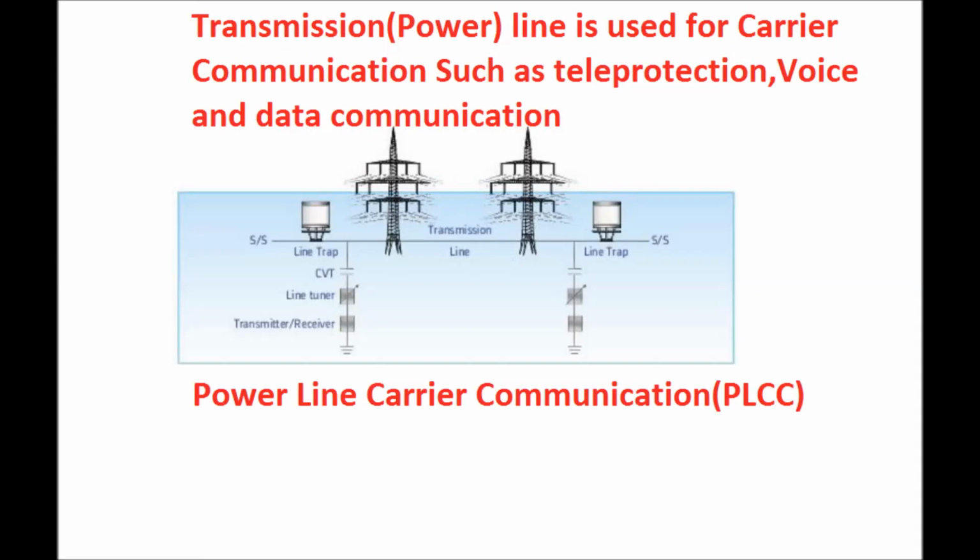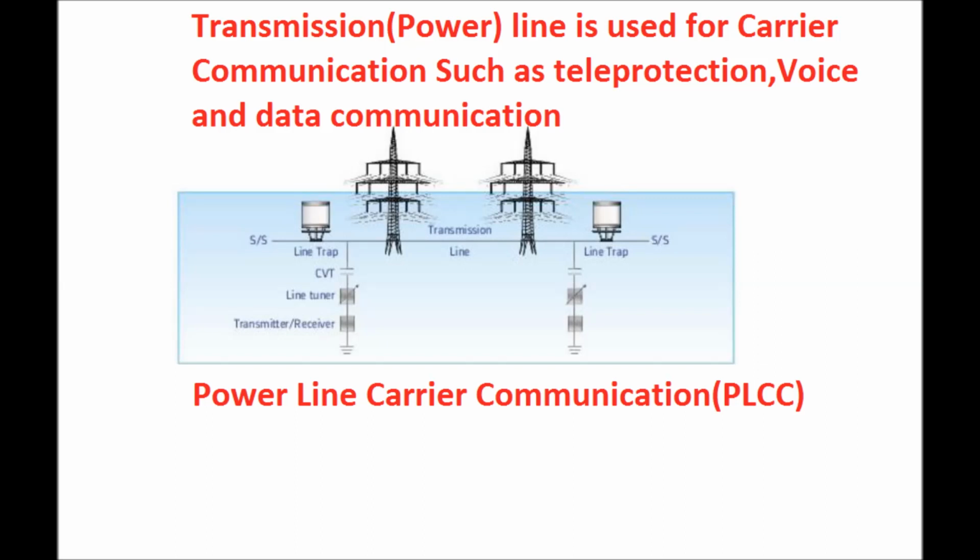A diagram has been shown depicting the position of the wave trap or line trap connected in the transmission line. The wave trap is connected in series with the transmission line, before entering any bay equipment of that transmission line. In parallel with the wave trap, we have a coupling capacitor. This wave trap plays a vital role in power line carrier communications.